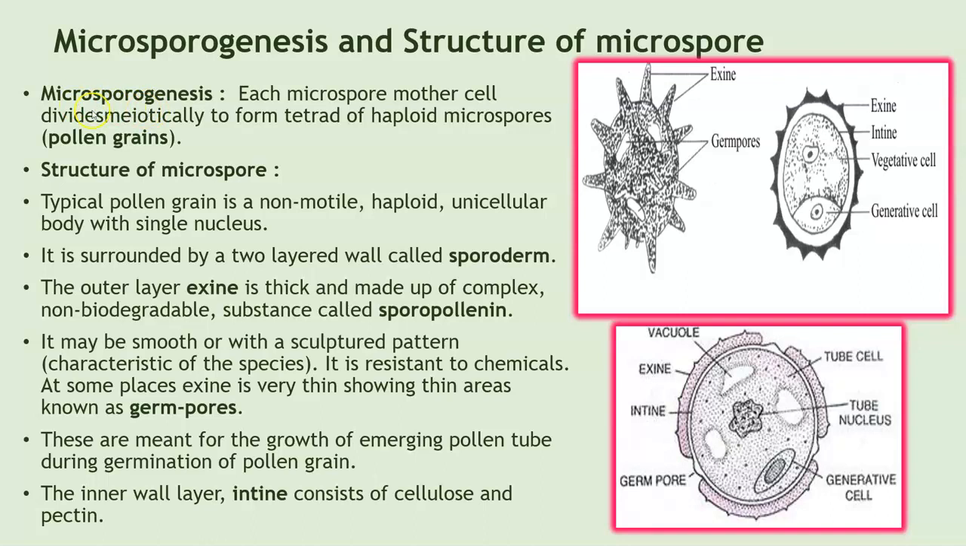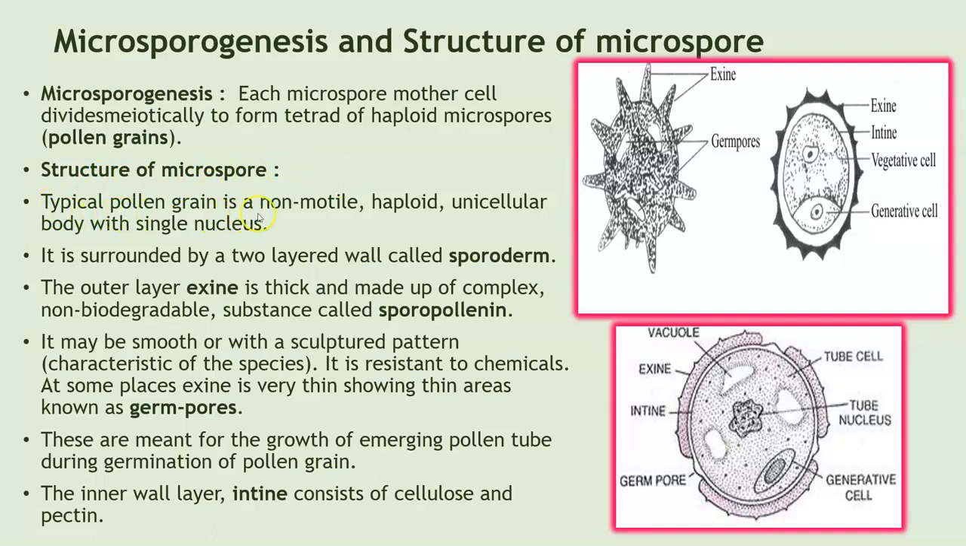Students, let us have a look at the process of microsporogenesis. Each microspore mother cell divides meiotically to form a tetrad of haploid microspores, which are the pollen grains. Now, before we move to microsporogenesis, we will try to understand the structure of the microspore, which is basically the structure of our pollen grain.